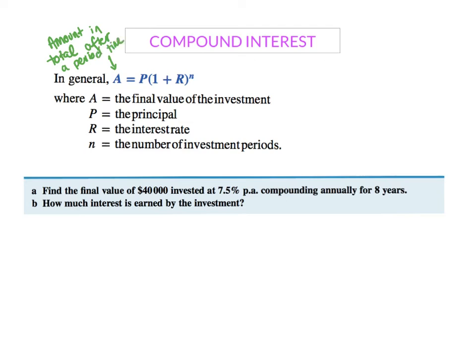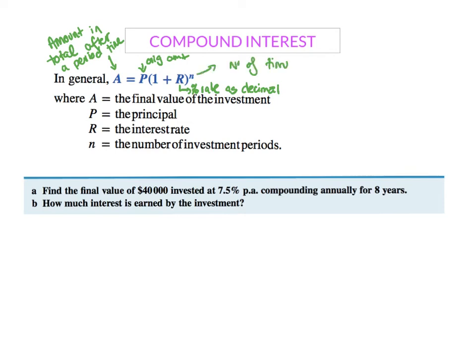Okay, so then we've got this formula. So P is still the principal, or you might say the original amount. And the R is still the interest rate, the percentage rate as a decimal. And the N is the number of times.